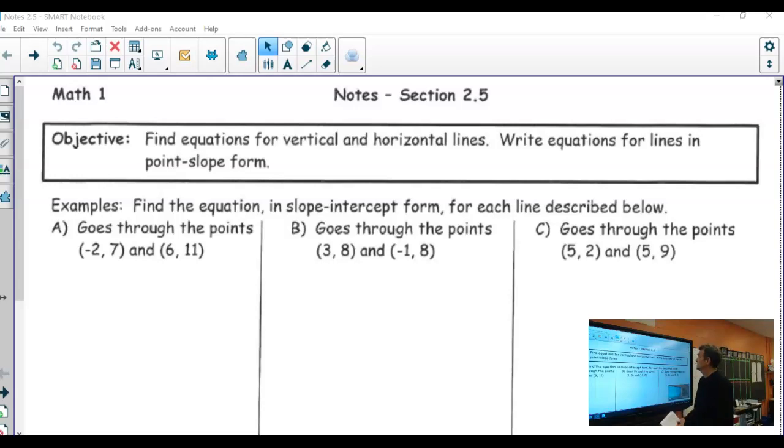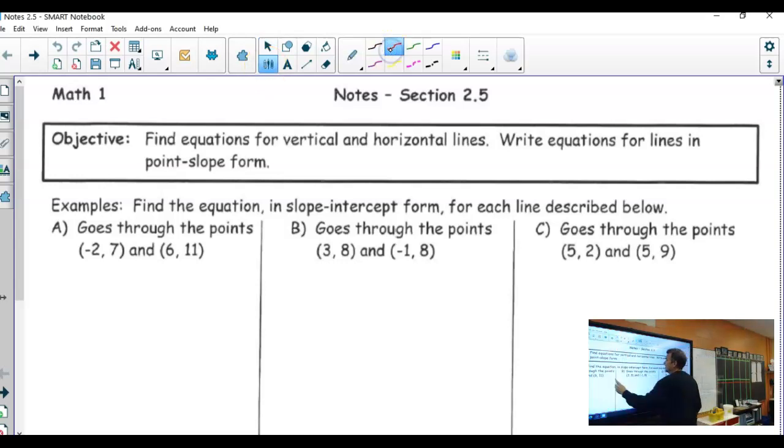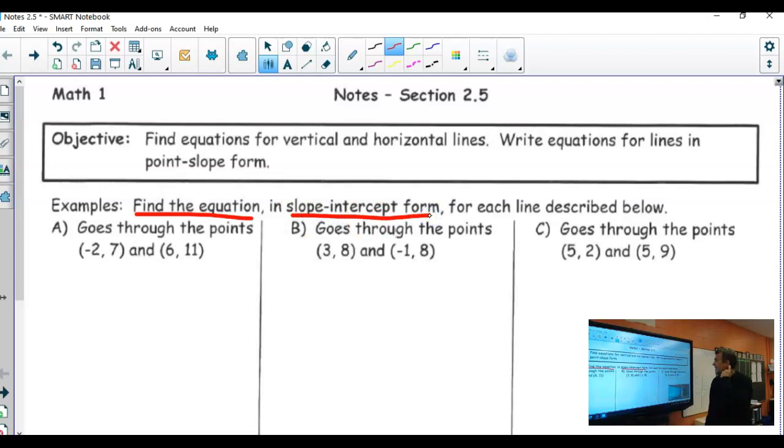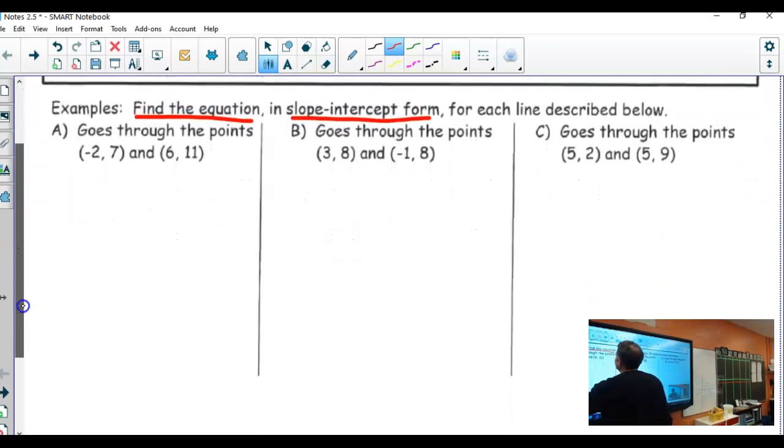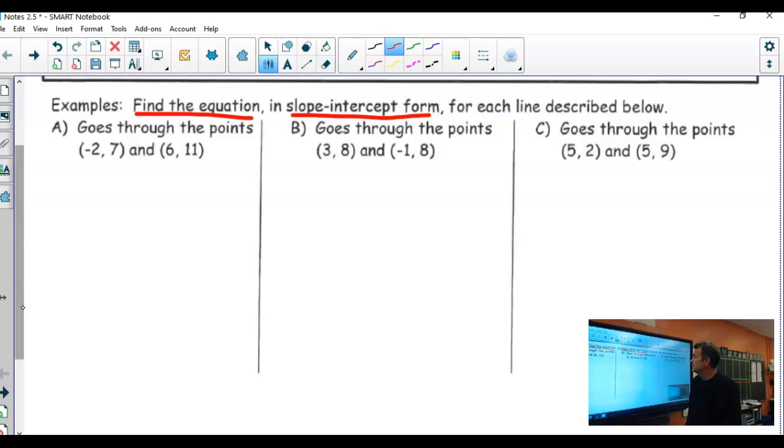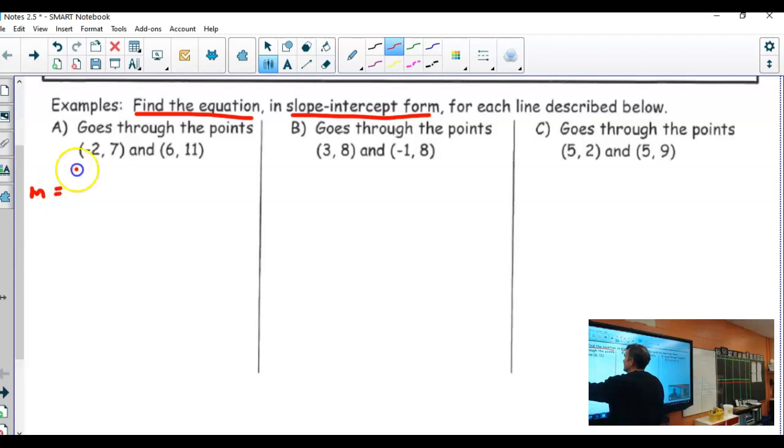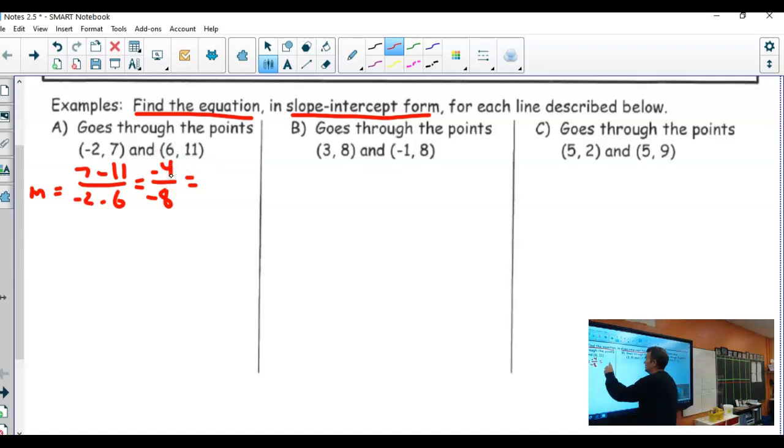So the example says that we want to find the equation in slope-intercept form for each line. The first one goes through the point (-2, 7) and (6, 11). The first thing I would want to do is find the slope, right? The slope would be y minus y over x minus x. This would be -4 over -8. And of course, -4 over -8 reduces to 1/2. And I have found the slope.